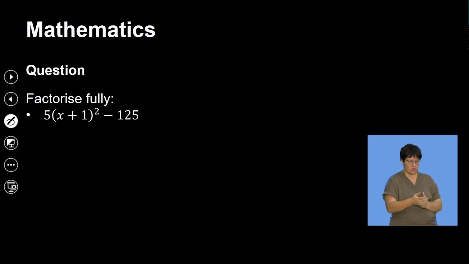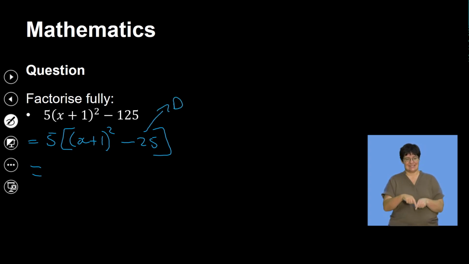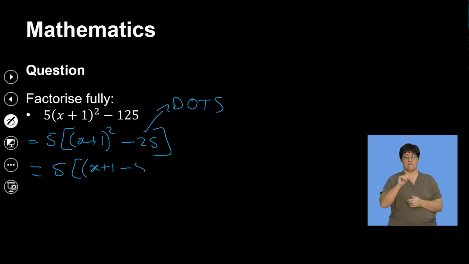What did I say? Firstly, look at whether I can take out a common factor or not. If I can, that's what you need to do. So here clearly I can take out a common factor of 5. If I do that, I will be left with x plus 1 all squared minus, if I divide this by the common factor, 25, right? And then inside the bracket, I can factorize that, because this becomes the difference of two squares. So it becomes 5 into x plus 1 minus 5.